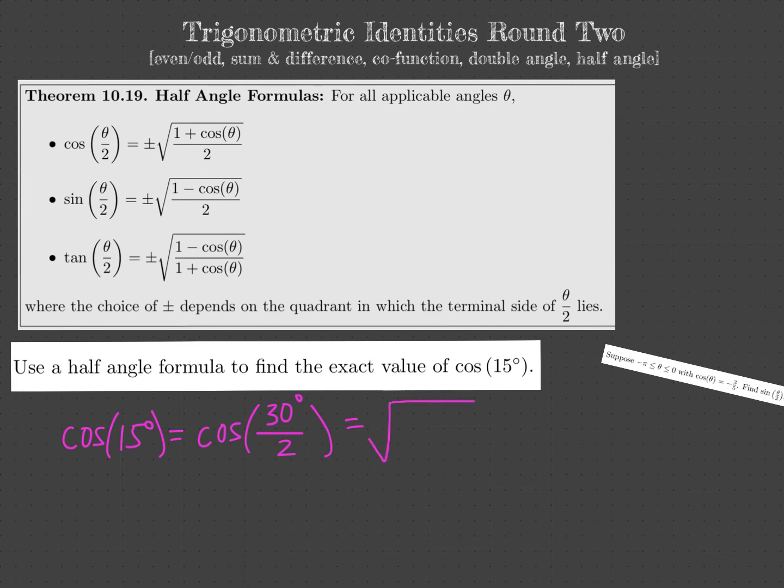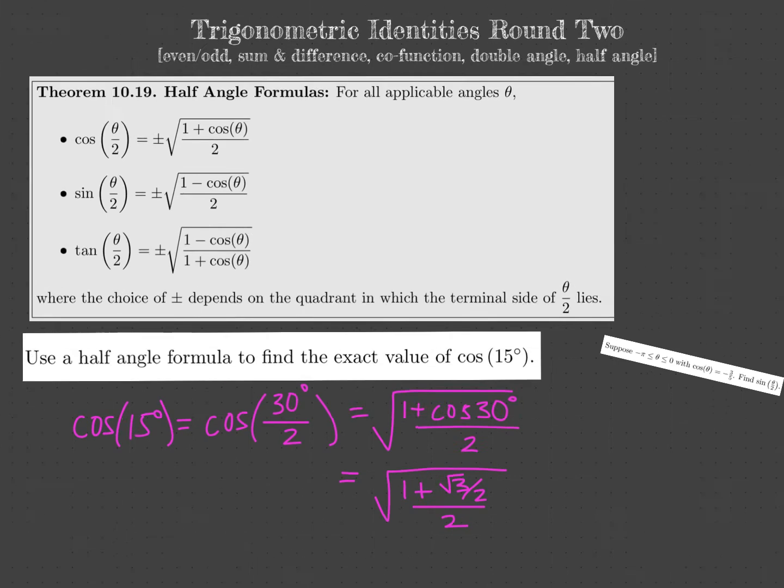So we'll have the square root of 1 plus the cosine of our theta, which is 30 degrees, all over 2. Using the unit circle, the cosine of 30 degrees, or the cosine of pi over 6, is root 3 over 2. So we'll have a giant square root of 1 plus root 3 over 2, all over 2. Now, here's where the algebra comes in.